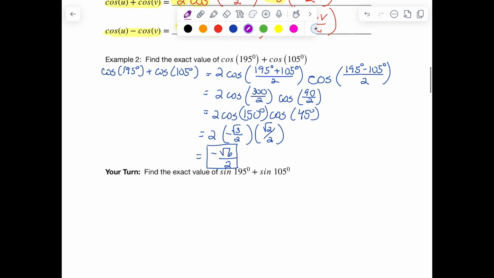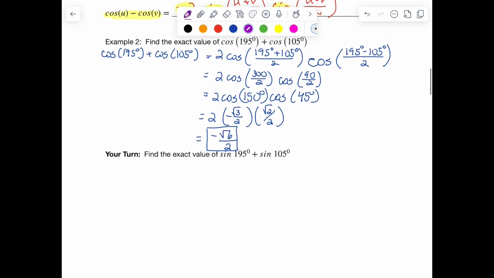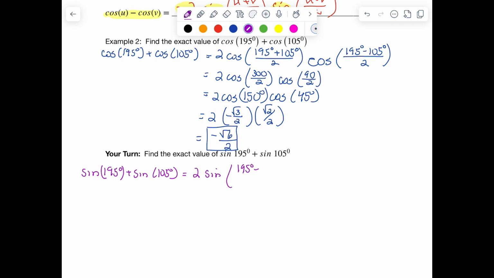Let's check and see how you did on this problem. Sine of 195 degrees plus sine of 105 degrees. Okay, this is the sine formula. And so I'm going to have 2 times the sine of 195 degrees plus 105 degrees over 2 times the cosine of 195 degrees minus 105 degrees over 2.